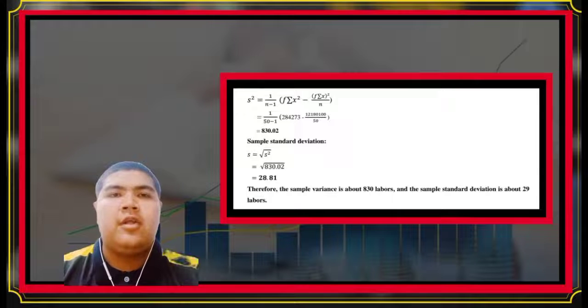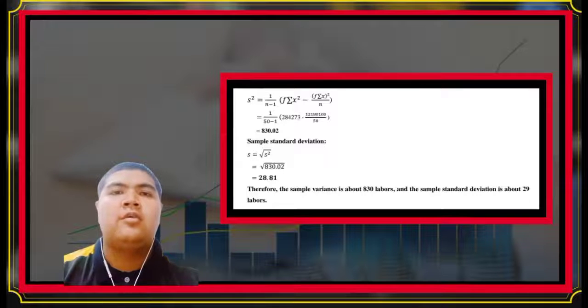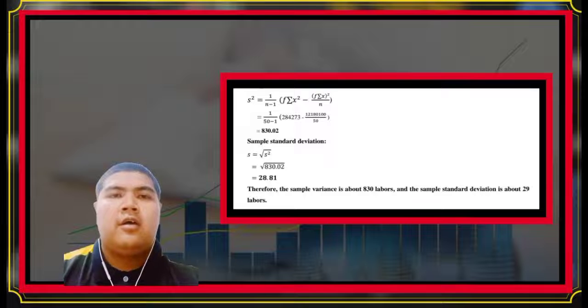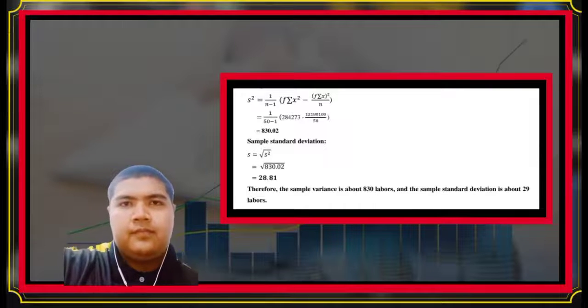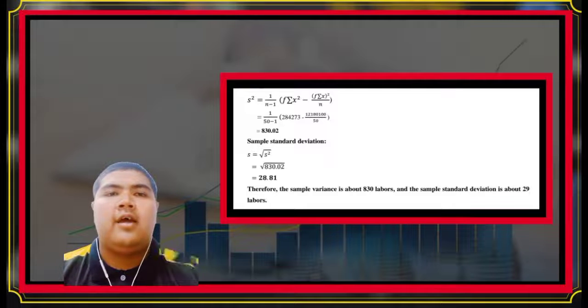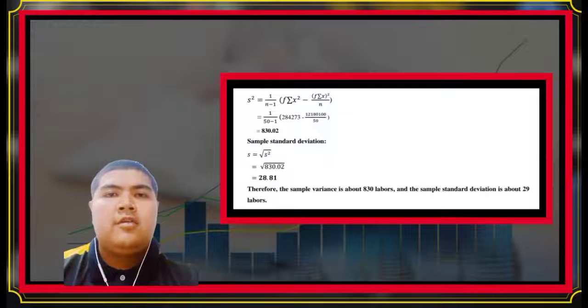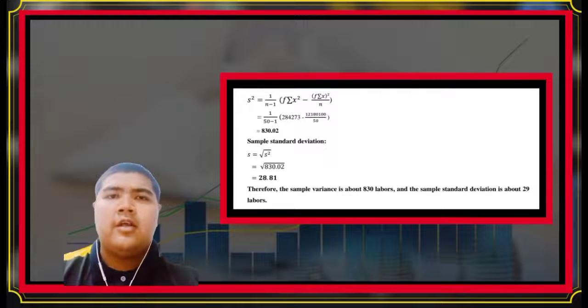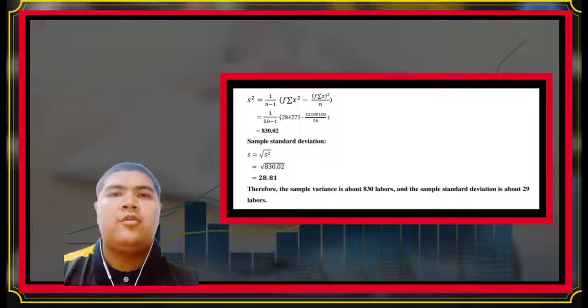The first step is you need to take the data in the frequency column and multiply it with the data at the x2. For example, in the table, you take the 13 at the frequency column and multiply it with the 7,921, which is the data at the x2 column. So you will get the answer at the last column, which is 102973. The total data for the fx is 284273. So the summation fx square equals 284273.